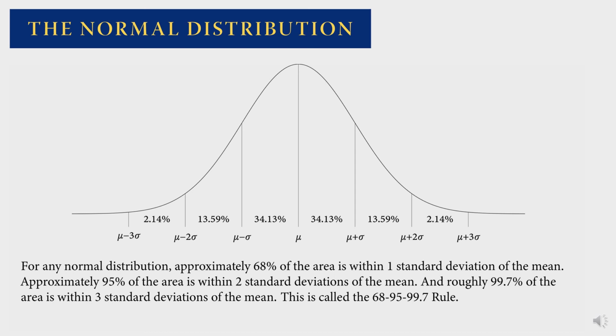So, as we've seen, with the normal distribution, you're most likely to get something near the mean, because that's the mode, that's where most of the area under the curve is. You very rarely get something more than three standard deviations away.